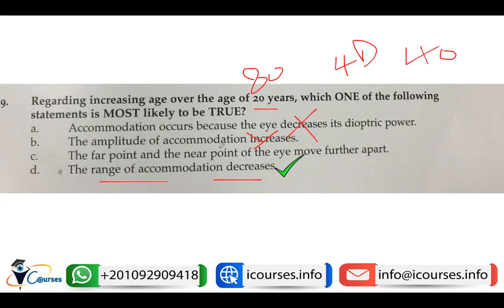So the range of accommodation is the distance between the eye at the far point and the eye at the near point, and this also will decrease due to recession of the near point. Actually, no, the far point and near point are not moving away from each other. The recession of the near point is more toward the far point, so the near point becomes approximated to the far point. That's why the patient is not able to see near targets as he gets older.